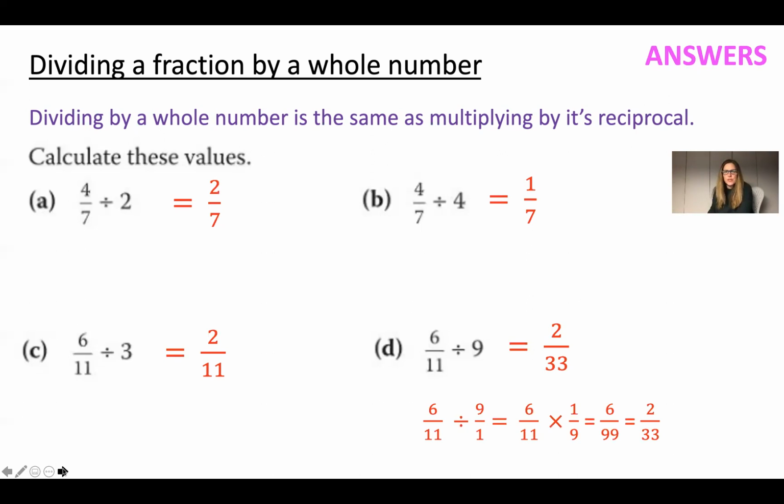So you have 2/7, 1/7, 2 over 11 and 2 over 33. So for example, if you looked at this one, this probably isn't one where you would use that method of doing 6 divided by 9 and 11 divided by 1. You could, but you probably wouldn't. You'd probably stick to the original method that we looked at here. Okay.